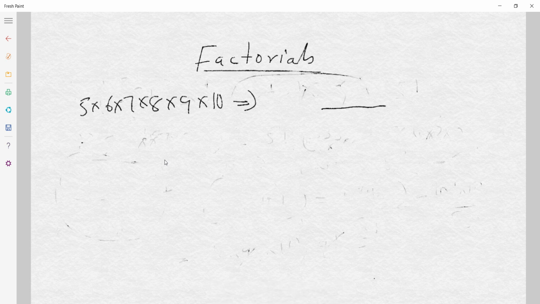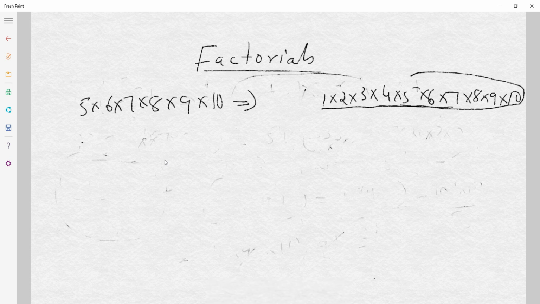So what all numbers do we need for 10 factorial? 1 times 2 times 3 times 4, times 5 times 6 times 7 times 8 times 9 times 10, right? So we got these numbers, but we don't have those numbers, right? Let's say I use them, but they have to come from somewhere. So what we're gonna do is divide this by 1 times 2 times 3 times 4, right?